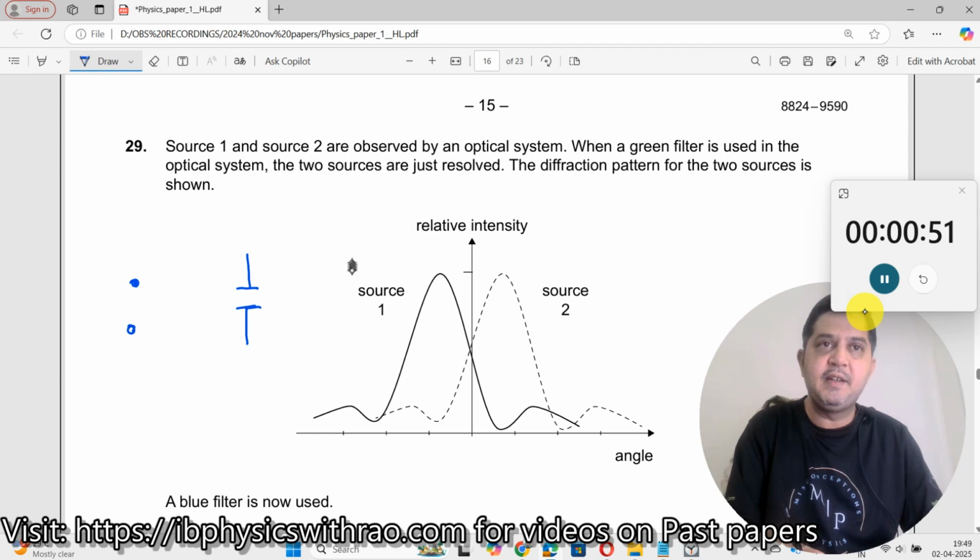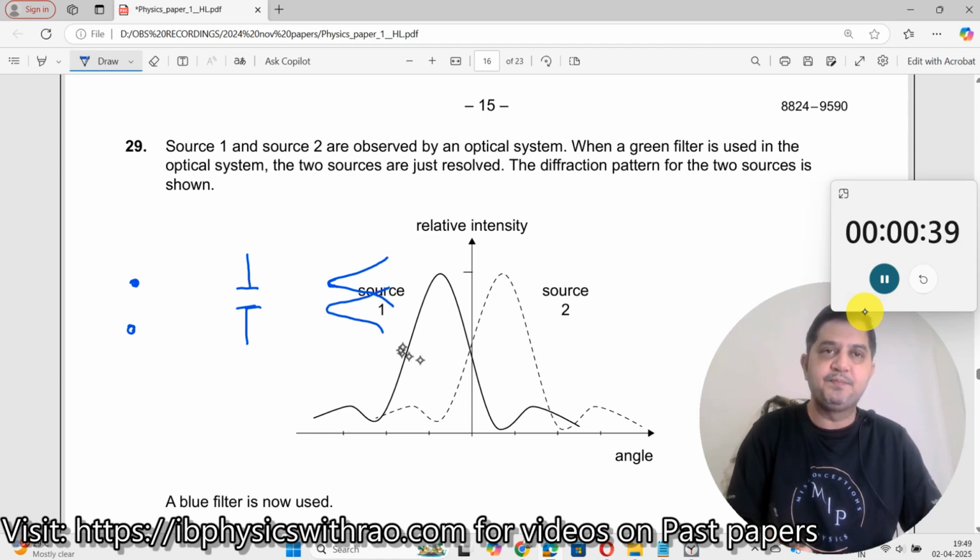That means for this screen, for this source, it appears that you will get an intensity pattern like this, and for the second source, it appears that you will get an intensity pattern like this. Okay, so this is what we have got. The diffraction pattern is shown. A blue filter is never used. Now when you use the green filter, this is what you got.